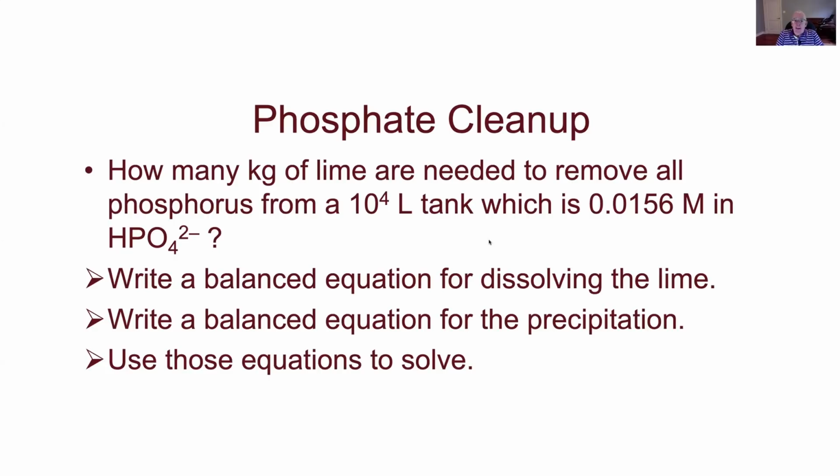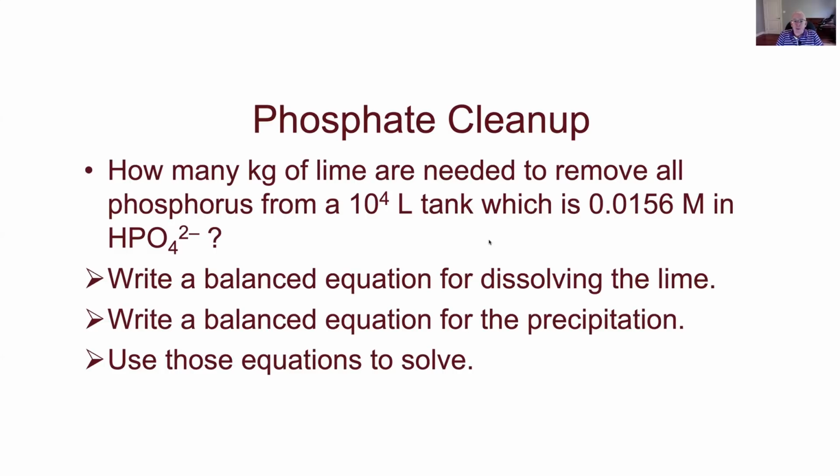A problem like that, as stated, would be very difficult indeed. So we're going to at least a little bit try to break it down into pieces. The first thing we're going to do is generate two chemical equations. The first one is just for dissolving the lime in the water, to figure out how we make the hydroxide ions by dissolving calcium oxide. The second one is a little bit trickier.